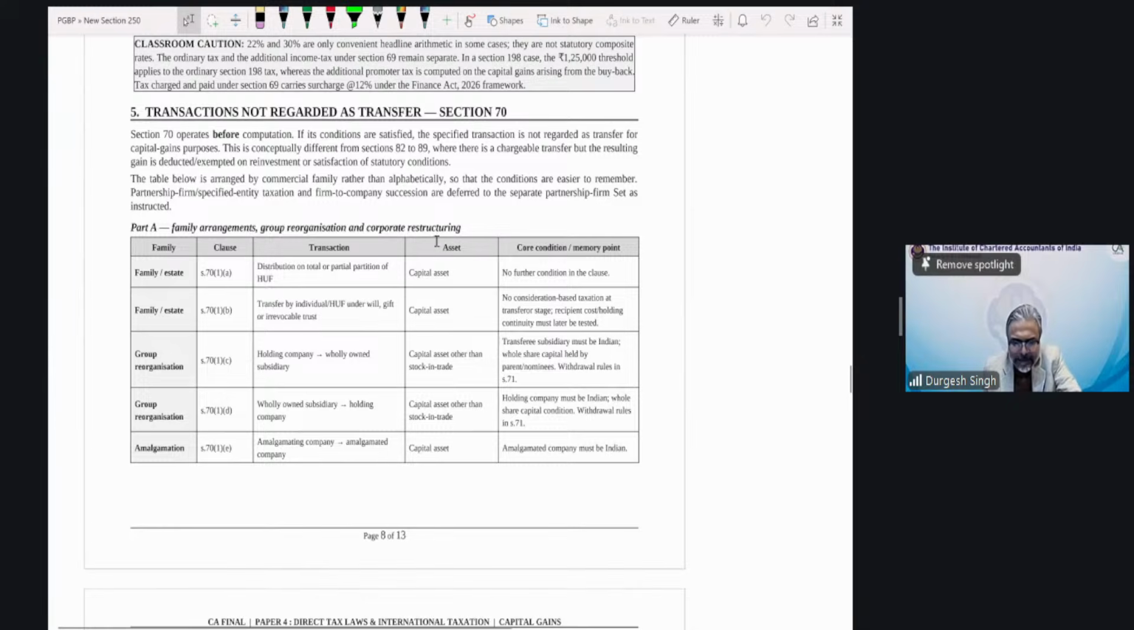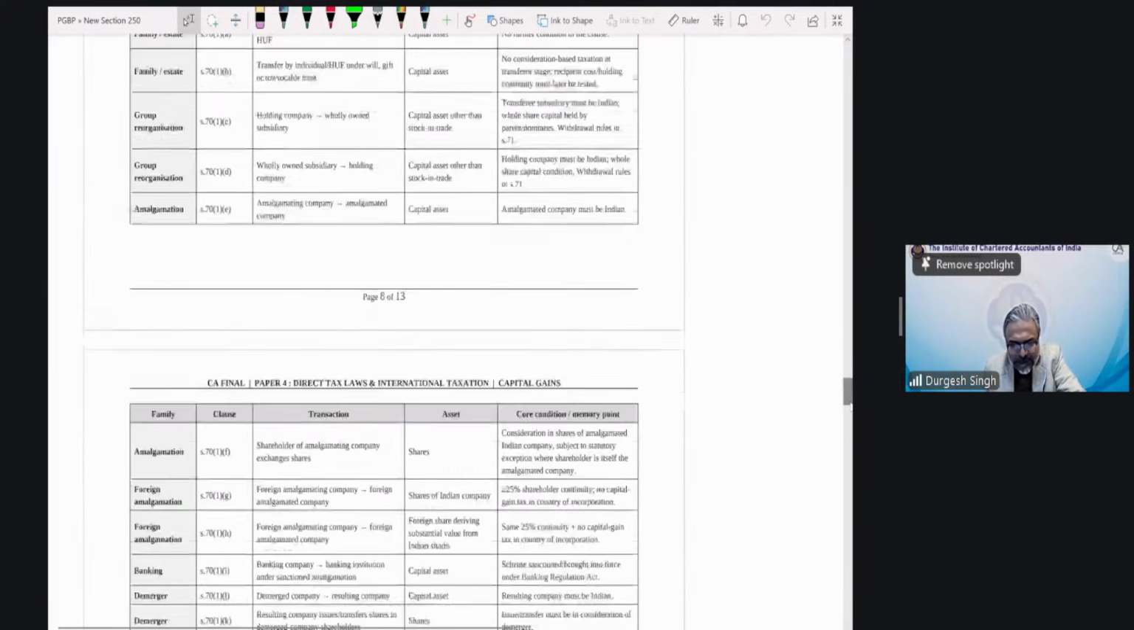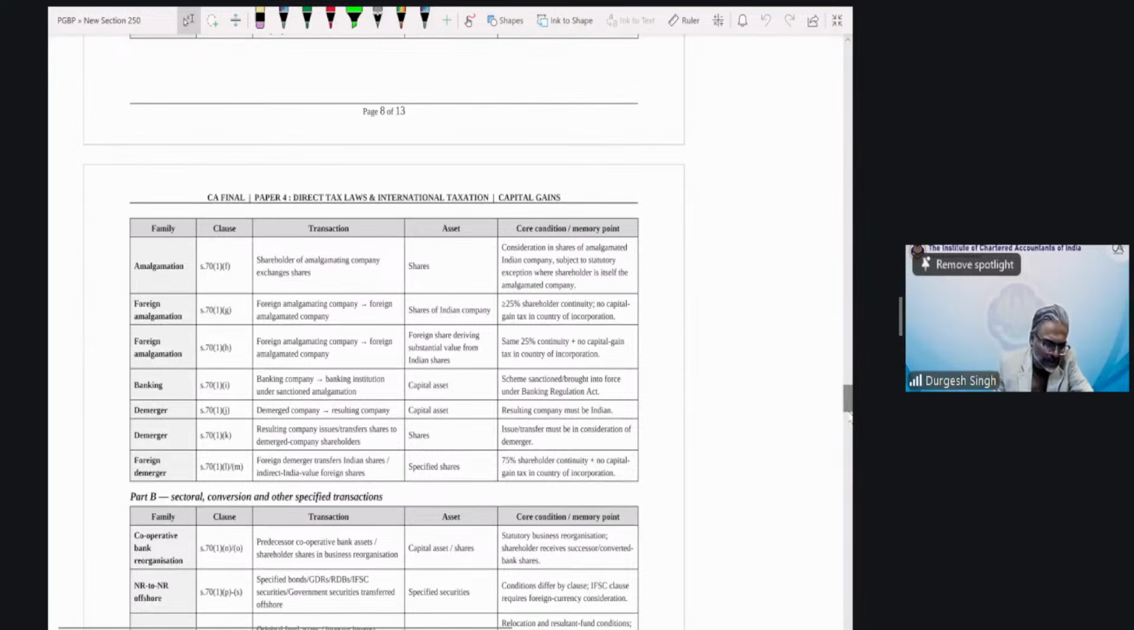Part A, students, this particular part A, the family estate. I've told you about this particular part: the family or the estate or the group reorganization, the holding and subsidiary, or the amalgamation is what primarily we have seen. The family arrangement, group reorganization and corporate restructuring is what we have been focusing on. Apart from that, here you have asked a question on the amalgamation in respect of a foreign company, foreign amalgamation.